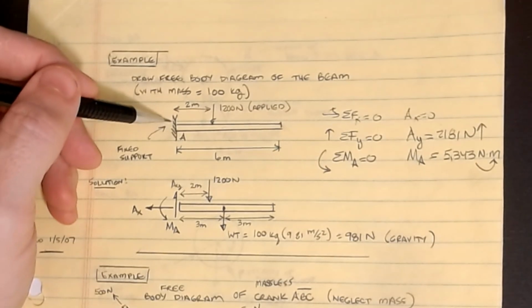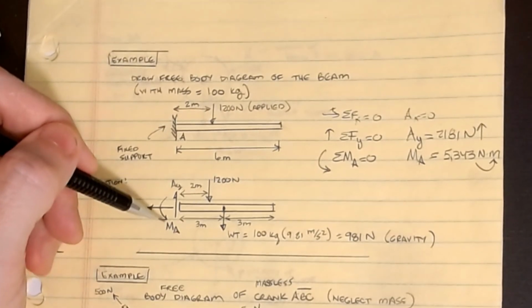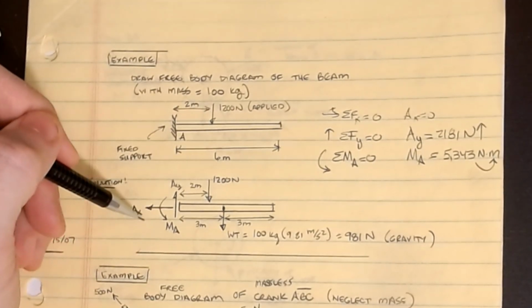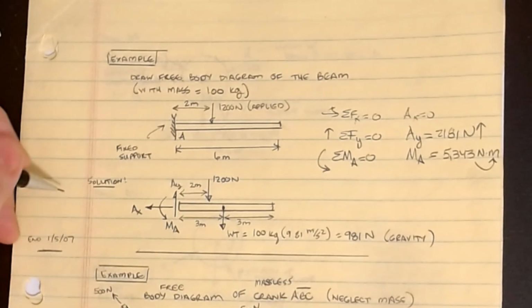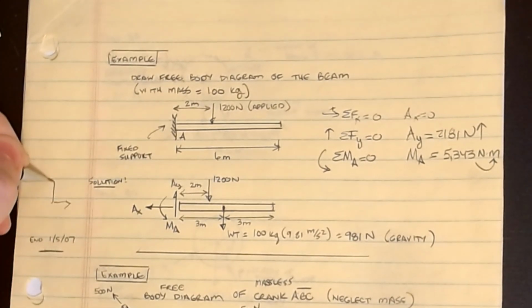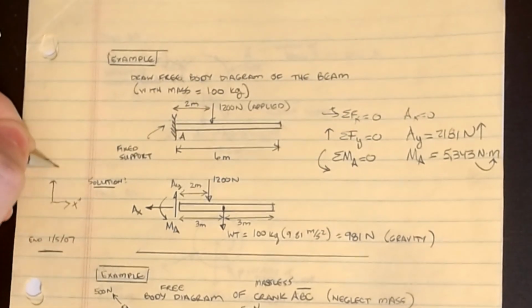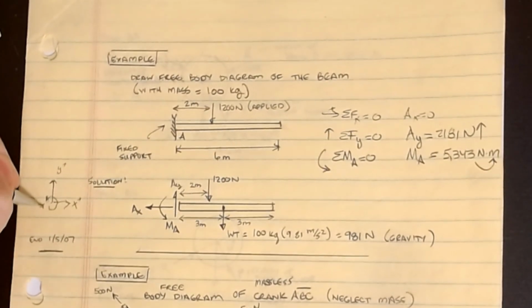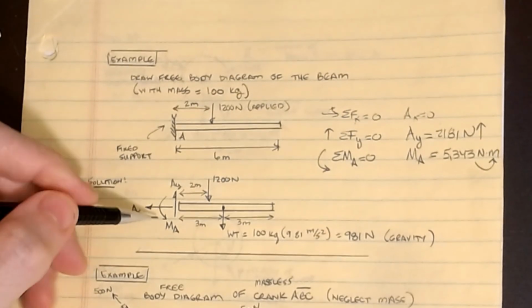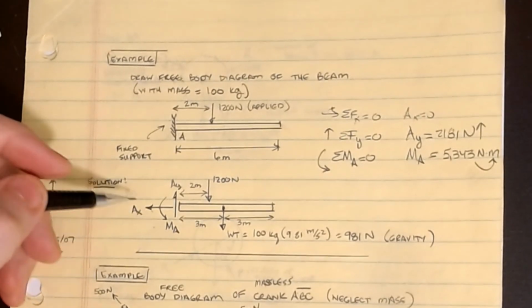I know this is a fixed support. I have to have a moment. I have to have an AY. I have to have an AX. Again, the direction doesn't matter. A lot of times I assume our positive sign convention that X is positive, Y is positive, and counterclockwise is positive. Just to be in the habit, but in this example, I didn't actually do that. My AX, you can see, is backwards.